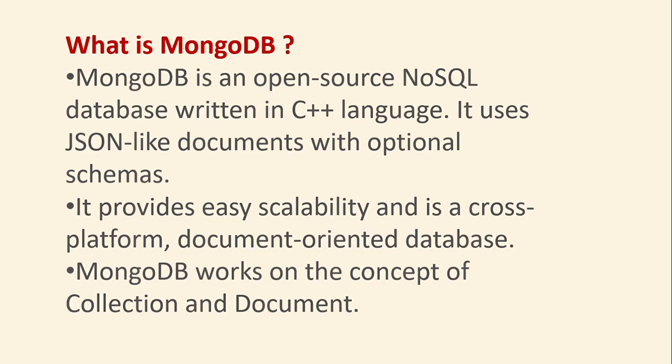MongoDB is an open source NoSQL database written in C++ language. It uses JSON-like documents with optional schemas. It provides easy scalability and is a cross-platform, document-oriented database. MongoDB works on the concept of collections and documents.